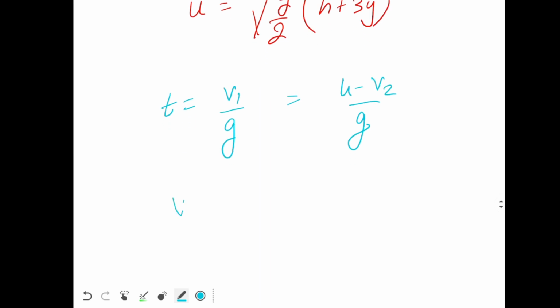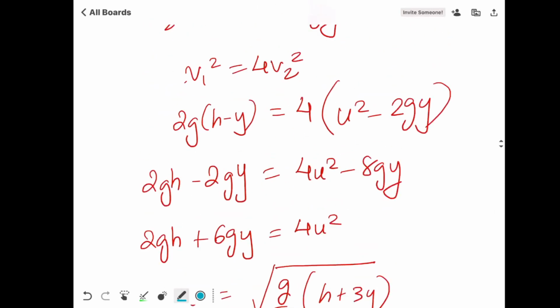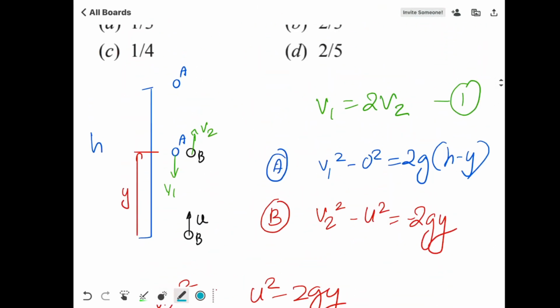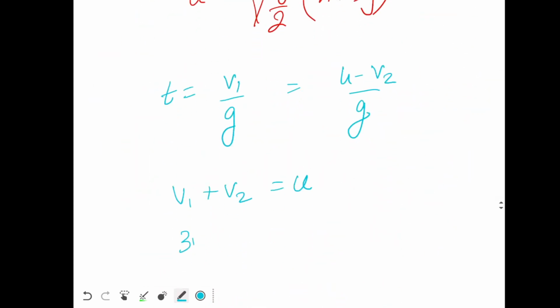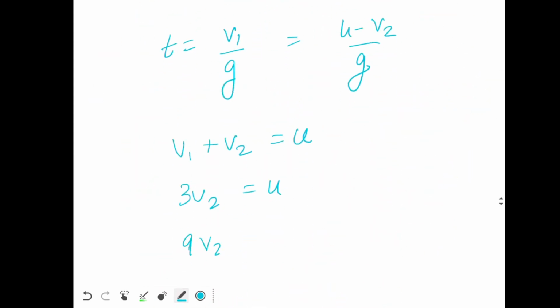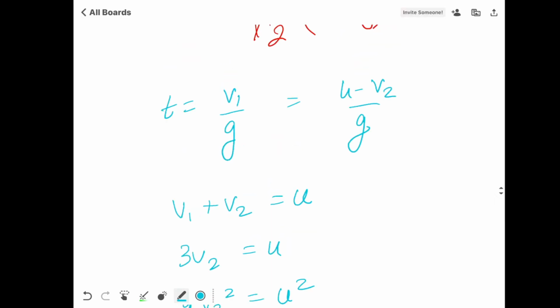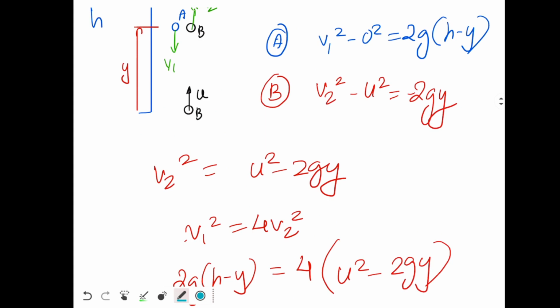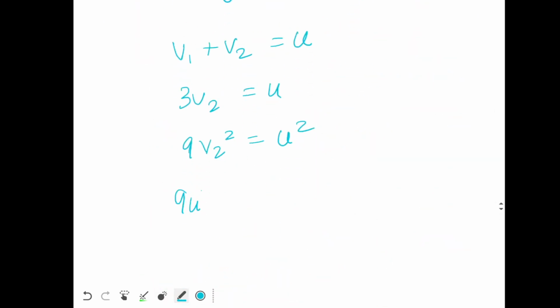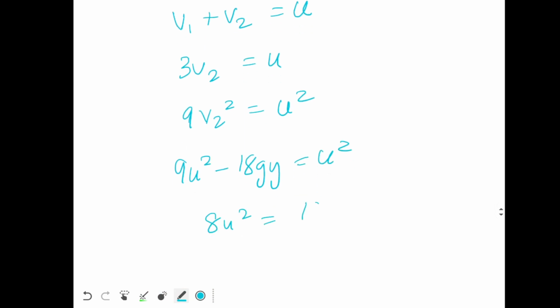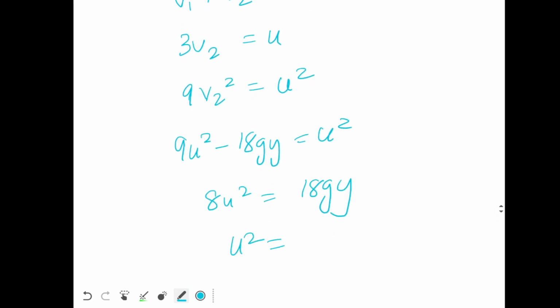So basically v1 plus v2 is equal to u. Since v1 is 2v2, 3v2 is equal to u, or 9v2 square is equal to u square. Now I can put the value of v2 square. v2 square is u square minus 2gy. So 9u square minus 18gy is equal to u square, or 8u square equal to 18gy, or u square is equal to 9 by 4 gy.